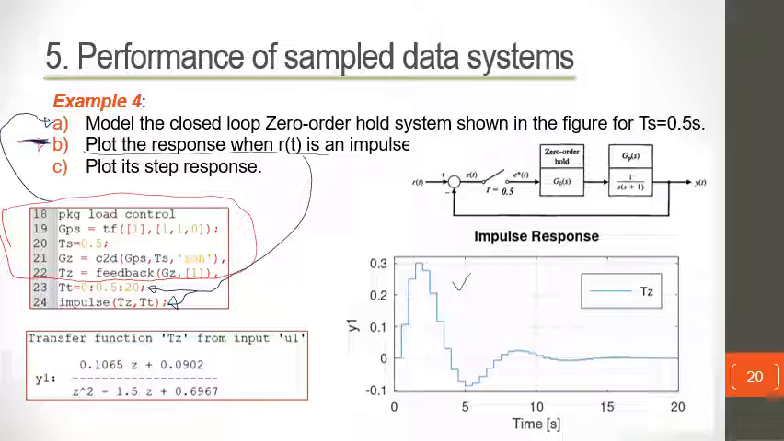But remember, by the way, you are able to do this calculation manually by simply taking Y of z equal to T of z times your input R of z. So depending on the input, you use Table 13.1 to find the z-transform of the impulse, and you multiply it together with this transfer function. After doing that, you get another fraction.